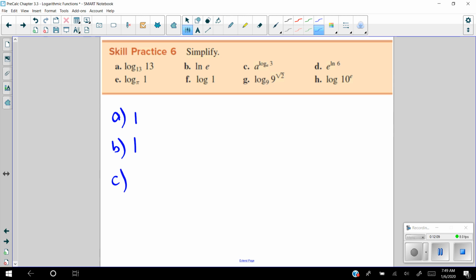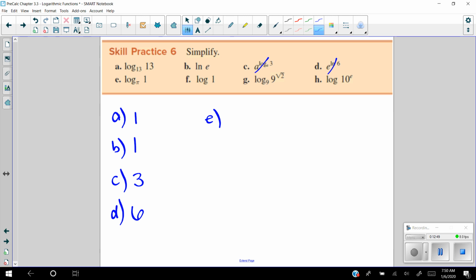C is saying a to the log base a of 3. So this is a log within an exponential. Exponentials and logs cancel each other out. So an exponential base a and a log base a cancel each other out, and we just get 3. Same thing with D. This is an exponential with a natural base, and the natural log, which has the natural base. So those cancel each other out. We just get 6.